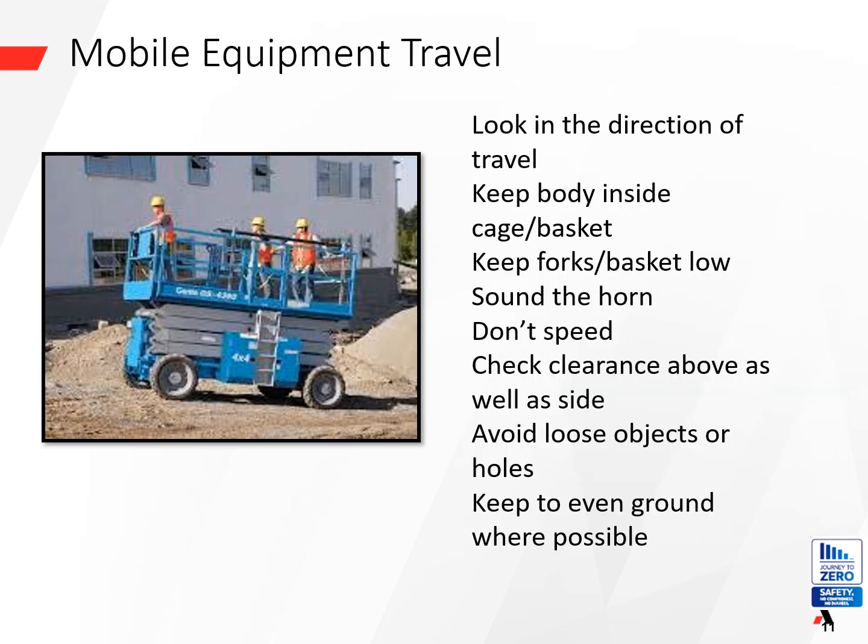Traveling with mobile equipment. Always look in the direction of travel to be aware of surroundings. Keep your body inside the cage or basket at all times. Maintain the forks or basket in a low position to enhance stability. Use the horn to alert others of your presence. Adhere to safe speeds to maintain control. Check for clearance both above and to the sides before proceeding. Avoid loose objects or holes in the ground that may pose hazards. Prefer even ground whenever feasible to ensure stability.